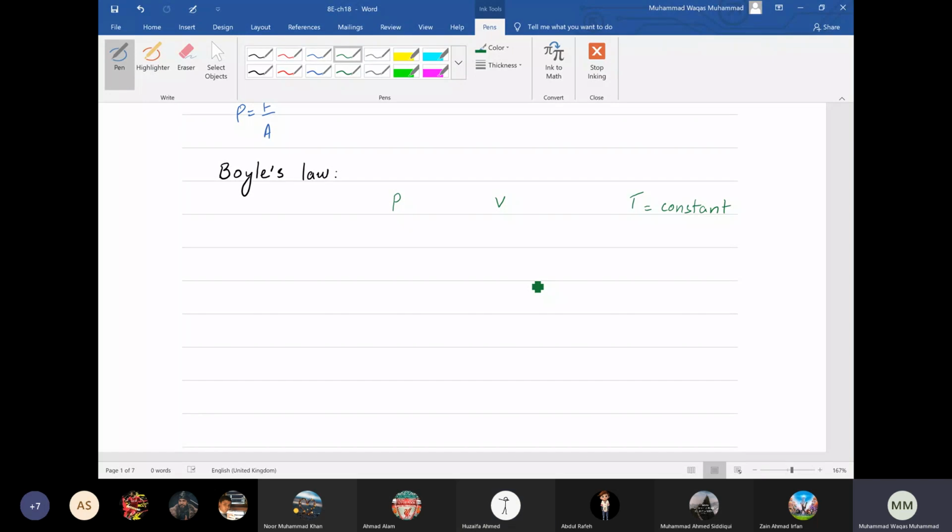In order to understand that, we're going to consider a container, or you can say a cylinder, and it has a movable piston. The piston is movable, which means we can move it up and down. And it contains gas molecules.